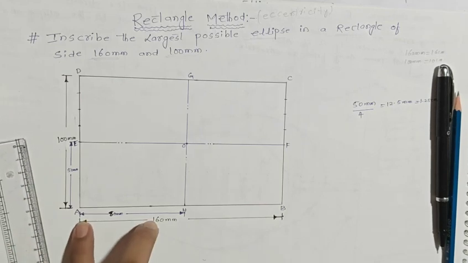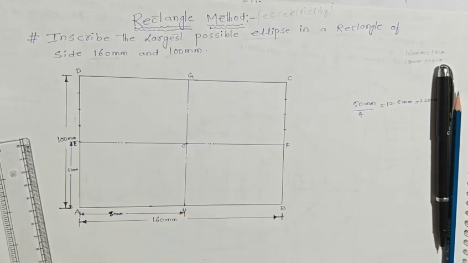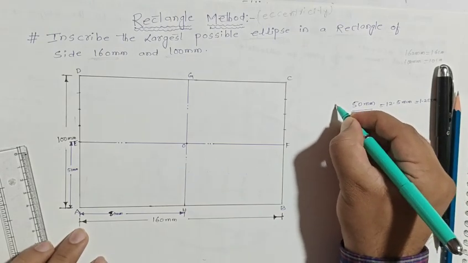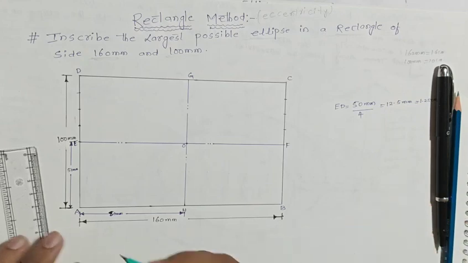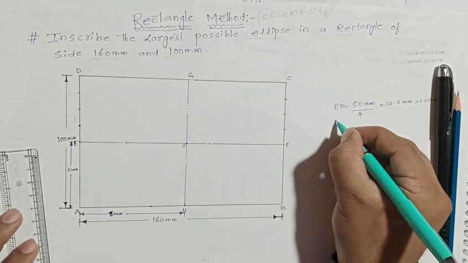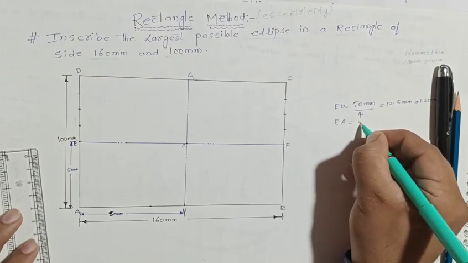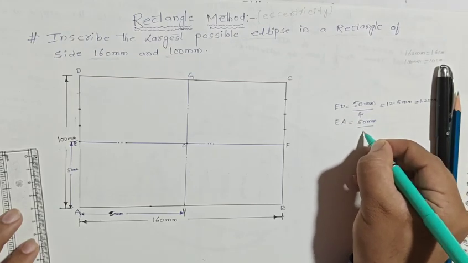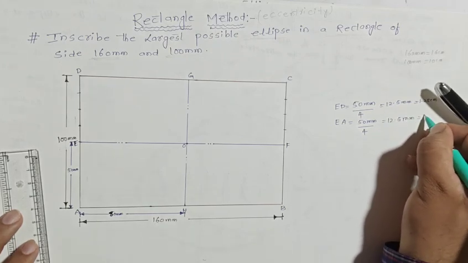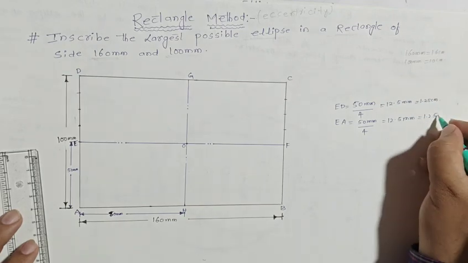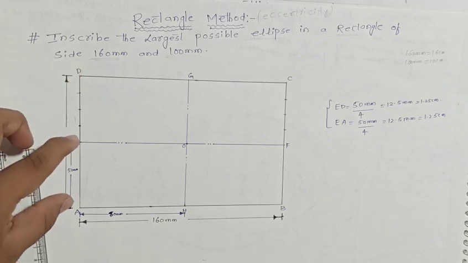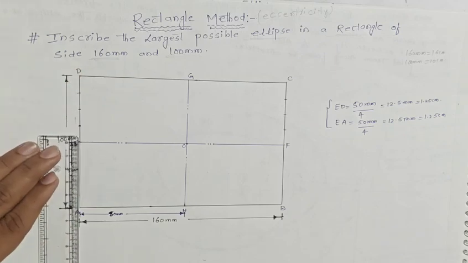Clear? The length from A to H, we have to divide into how many equal parts? Same 4 parts. This is the length E to D. Is it right? Same E to A, also we have to divide into 4 equal parts. The length is 50 mm. Divide into 4 equal parts, nothing but 12.5 mm each, nothing but 1.25 centimeter. Clear? E to D also 50 mm, E to A also 50 mm. Same 1.25 we have to measure.